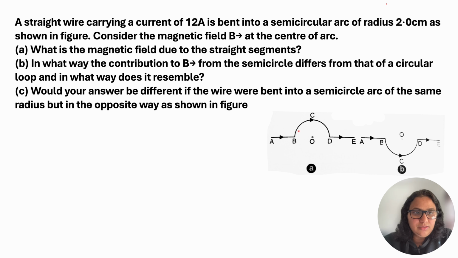So for question A, what is the magnetic field due to the straight segments? For a point at O, dl, the current element, and the radius vector for each element of the straight segments AB and DE are parallel. So the cross product dl cross r will be 0, since theta is equal to 0.